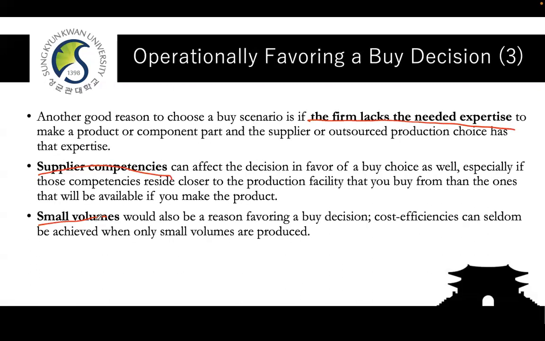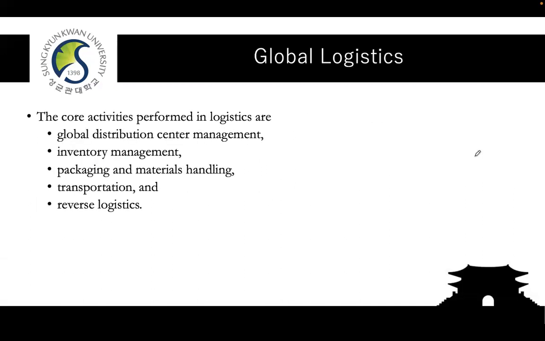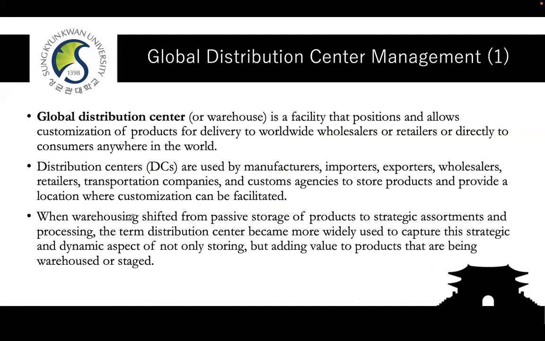All right. I think we'll continue with the global supply chain functions. I think we saw them earlier also: logistics, purchasing, and distribution strategy. The supply chain is again an integrated function of logistics, purchasing or sourcing, and distribution. Okay, and globally, let's start from logistics. There are some issues, they're always interesting: distribution center management, inventory management, packaging and materials handling, transportation, and reverse logistics. So we look at each of them quickly.